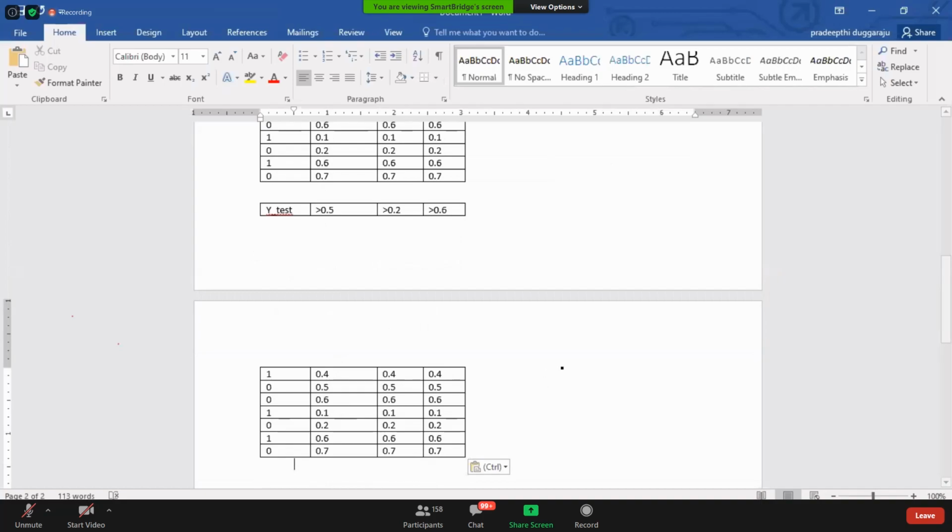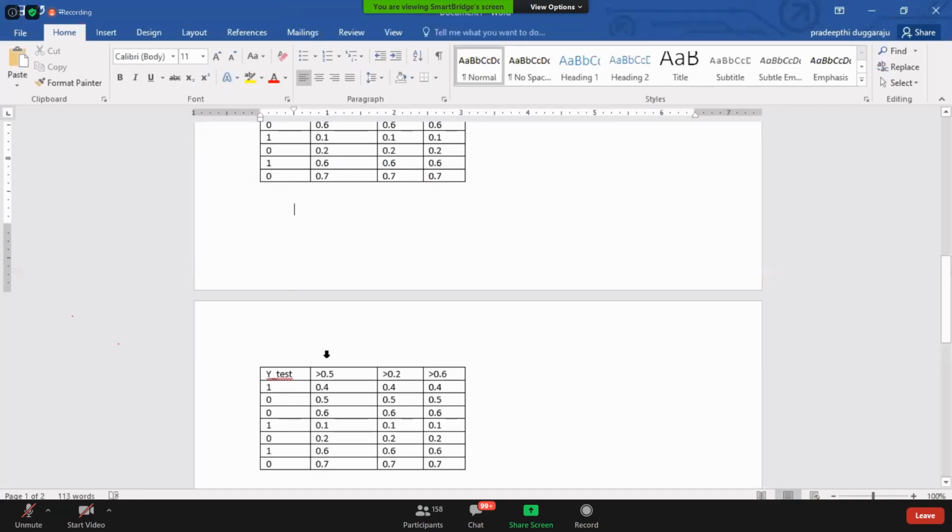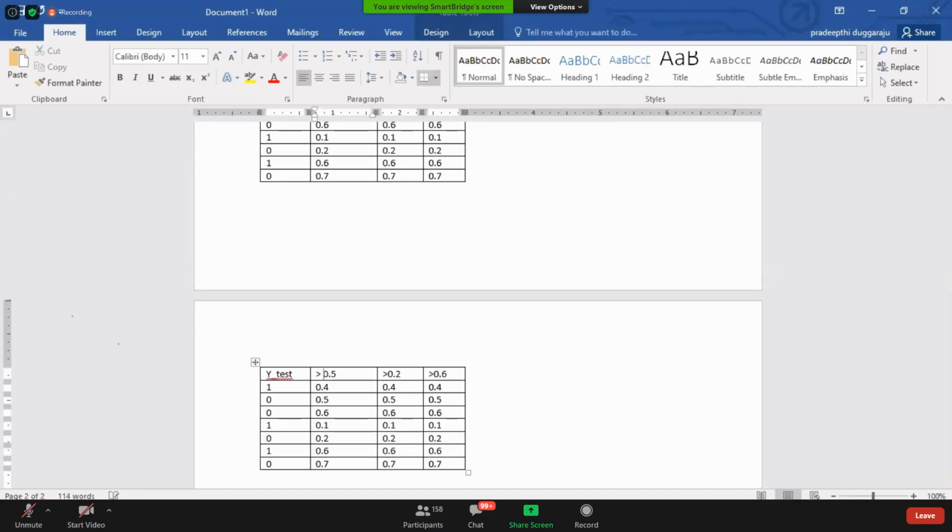After you apply this threshold, what is the threshold here? It is greater than 0.5, yes or no? So if it is greater than 0.5, where am I supposed to put 1? 0.6 is greater than 0.5, so this becomes 1. This becomes 0. This becomes 0. This becomes 0. This becomes 0. This becomes 1. This becomes 1. Yes or no?